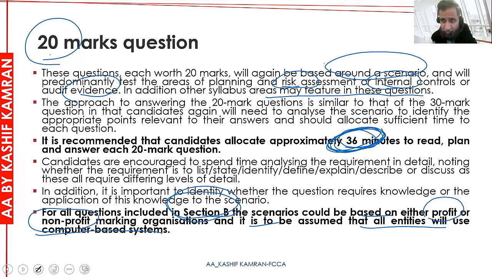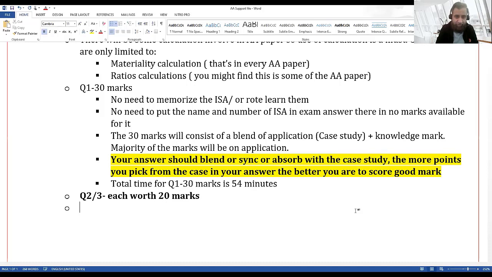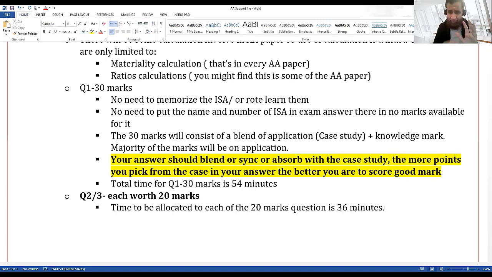So that's extremely important. So what's the summary for section B then? The summary is that question number two and question number three are each worth 20 marks, and the time to be allocated to each 20 marks question is 36 minutes. That's how things have to be looked into. But again, you need to understand that questions one, two, and three are all scenario-based. So most of the features we discussed in question one remain the same, and that's how things progress.